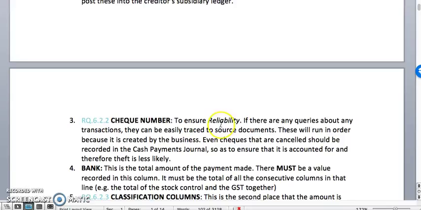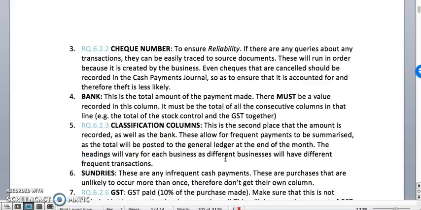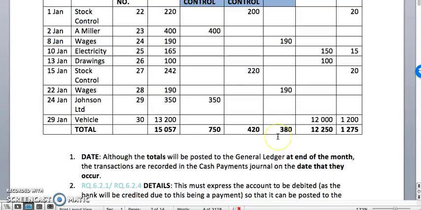Check number, ensure reliability. So to make sure that we can match it back to the source documents. Classification columns for the frequent payments to be summarized, as I said before. It is important still. It is posted to the general ledger at the end of the month. So it's the end of the month that's really important. So again, these totals down the bottom are posted at the end of the month.